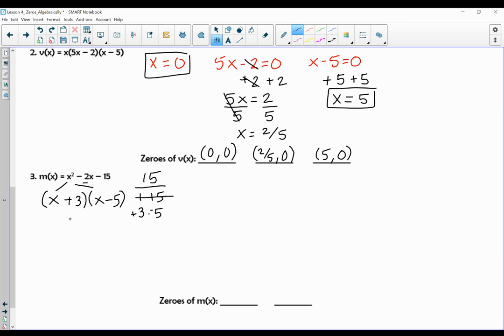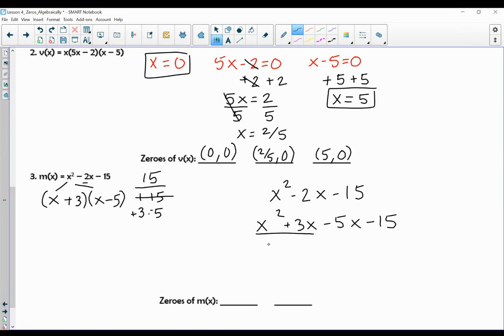And if we were to multiply this back out, I would get 3 times negative 5 gives me negative 15, and 3x minus 5x gives me a negative 2x. So that is the more simplified way to do it. We could also do it by factoring by grouping, which I would still end up with the factors of positive 3x and negative 5x. And we would just have the extra steps of grouping in.